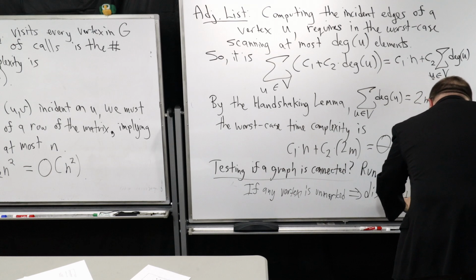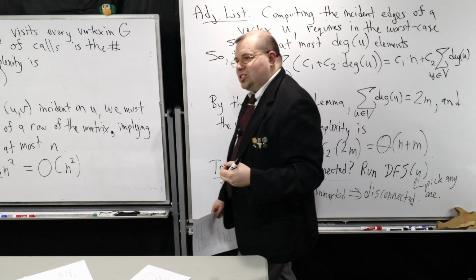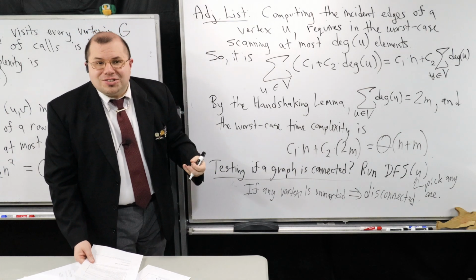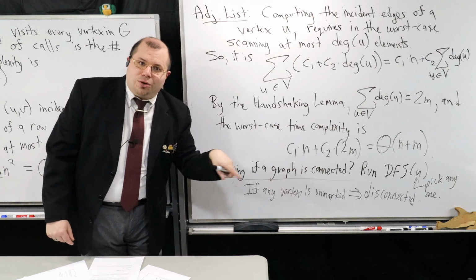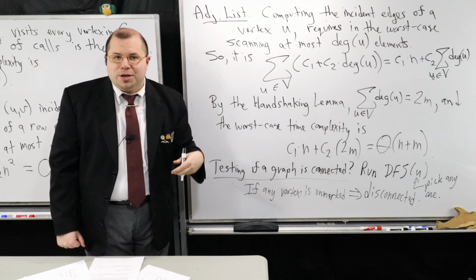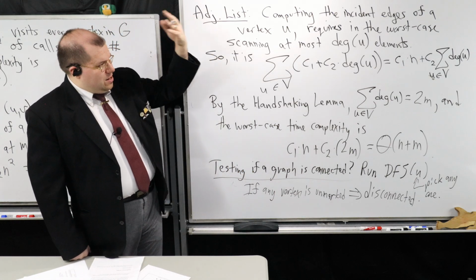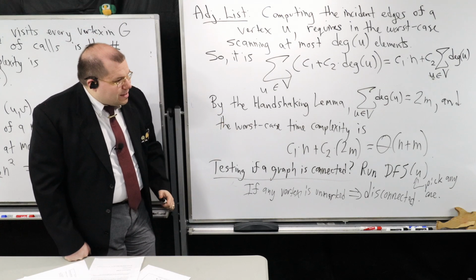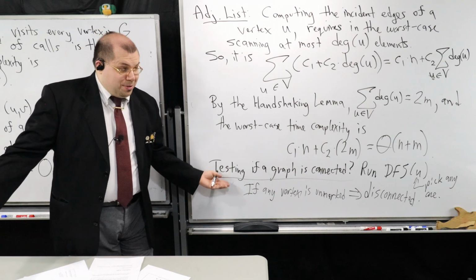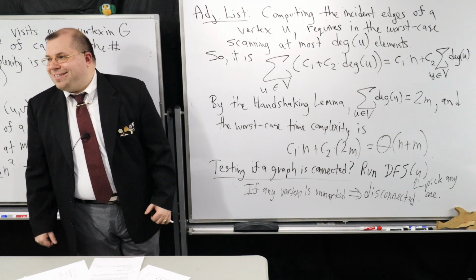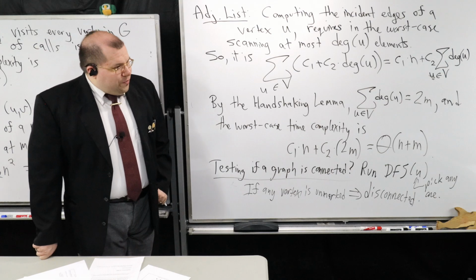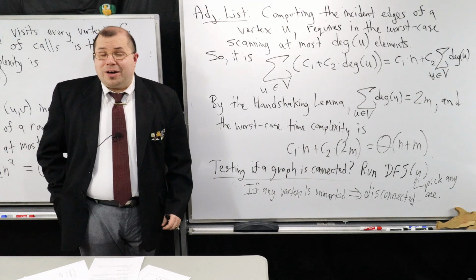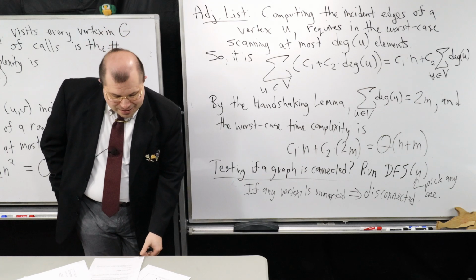So all you have to do is modify the process I just described to you. You start up DFS, but remember, you don't have to restart DFS, you just scan through all the vertices instead of starting it up again. You pick any vertex, run DFS, then scan through the vertices. If any one is left unmarked, then you know that it's definitely not connected. Wonderful. So that's one thing you can do with DFS, determining if a graph is connected or not. It's rather natural.